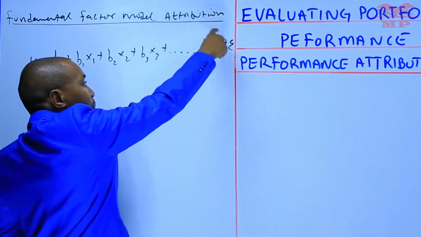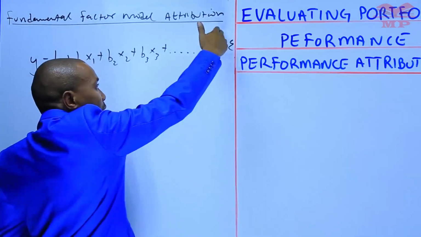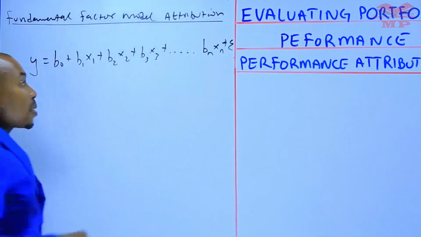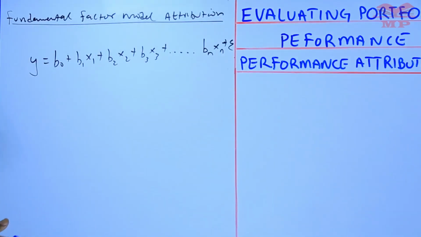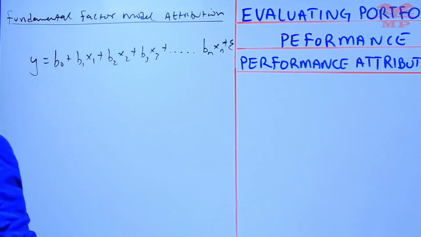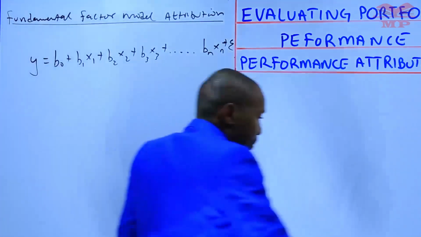E, or the error term, like I explained in our previous lessons, is what is not explained by these independent variables. It is explained by other factors that are not included in the model. And so we can say the following.